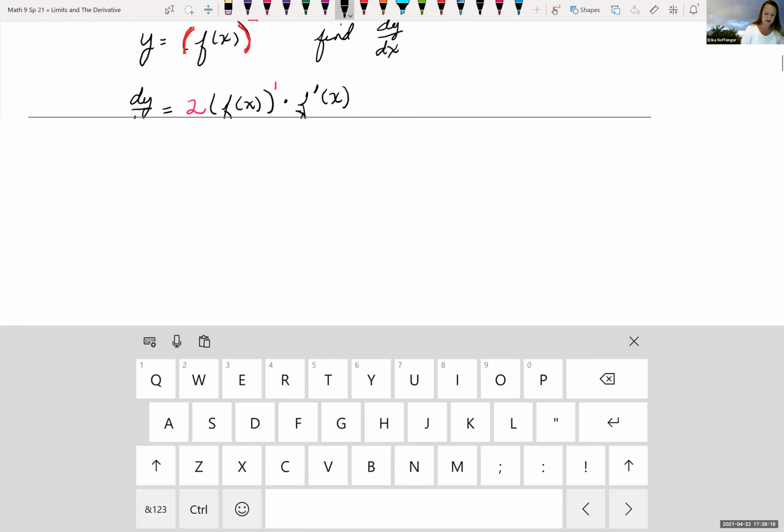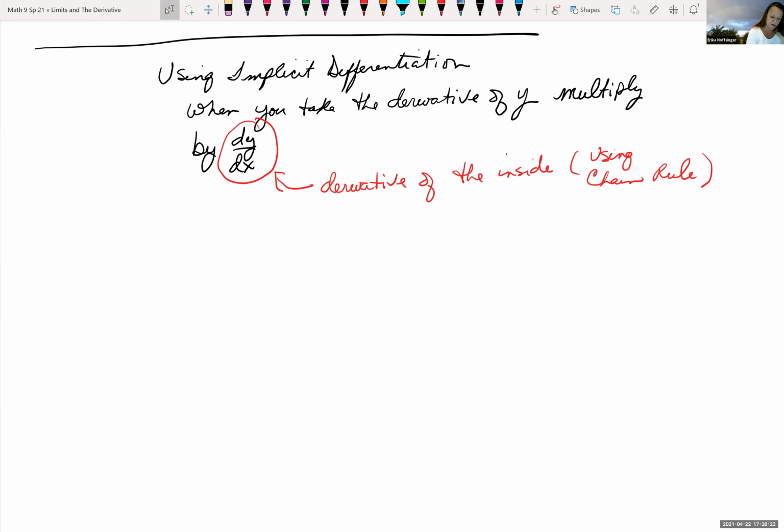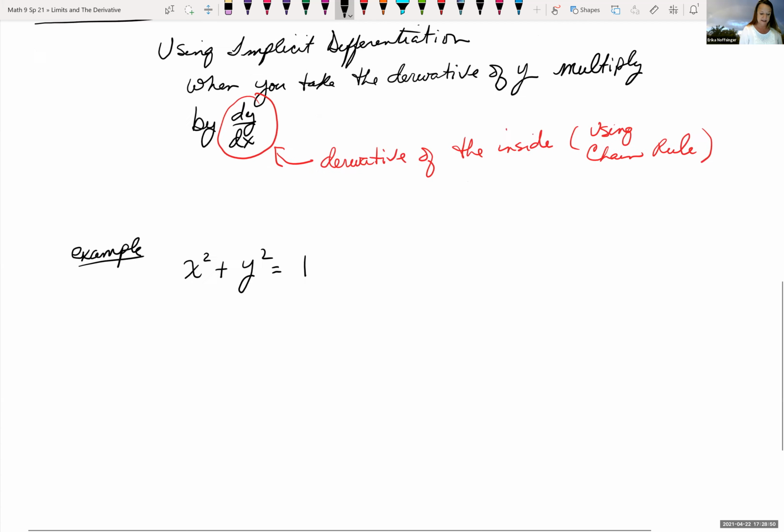Okay, so let's go back to our equation and our example. We had x squared plus y squared is equal to 1. And we want to use implicit differentiation to find out what the slope is at a half, just like we just did. So we're going to go through and take the derivative of both sides of our equation.